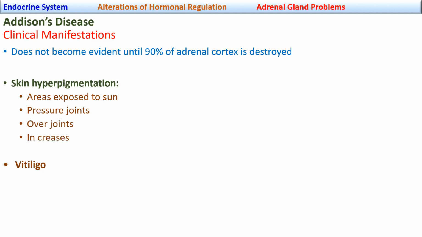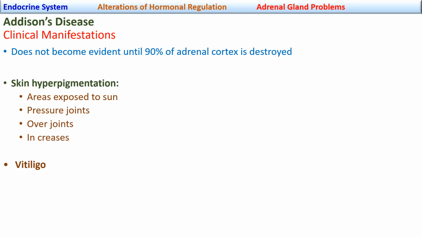Addison's disease and clinical manifestations. Patients usually tend to develop the manifestations of Addison's disease when more than 90% of the adrenal cortex is destroyed. So the manifestations will not be prominent or visible until a large extent of the tissue is destroyed from the adrenal gland, especially the cortex.